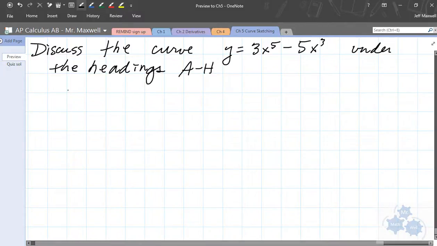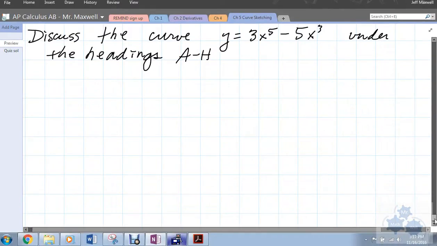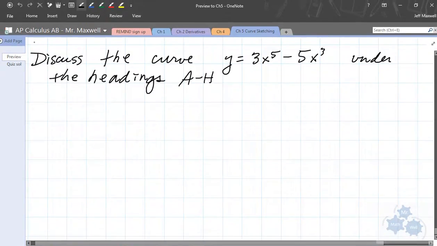So here's an example of curve sketching, again from chapter 5 in your text. And here's an example we're going to go through. It says discuss the curve, and we talked about what discuss means. That just means tell me all about it, in a mathematical sense. Here's the curve, so here's the graph. And here are the sections A to H. So, of course, it really means sketch the curve, noting every characteristic that we've talked about. And so they just say discuss the curve under the headings A through H, which we just discussed.